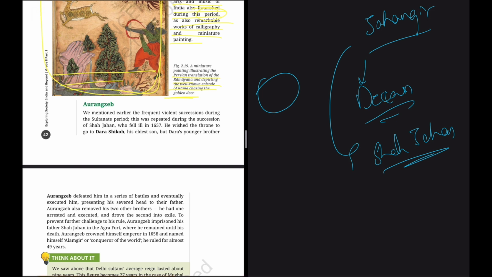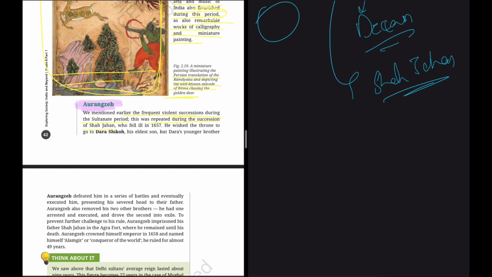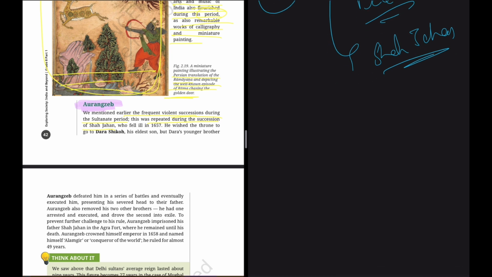Next comes Aurangzeb. We mentioned earlier the frequent violent successions during the Sultanate period, and this was repeated during the succession of Shah Jahan. So we have studied that in the Delhi Sultanate, there was no smooth transition from one ruler to another.